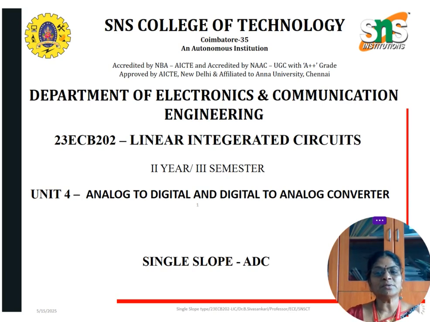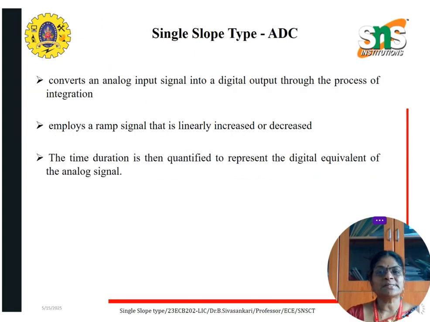In the previous class we discussed what analog communication and digital communication are, as well as converters like ADC and DAC. ADC is analog to digital conversion and DAC is digital to analog conversion. So now we are going to discuss the single slope type ADC.